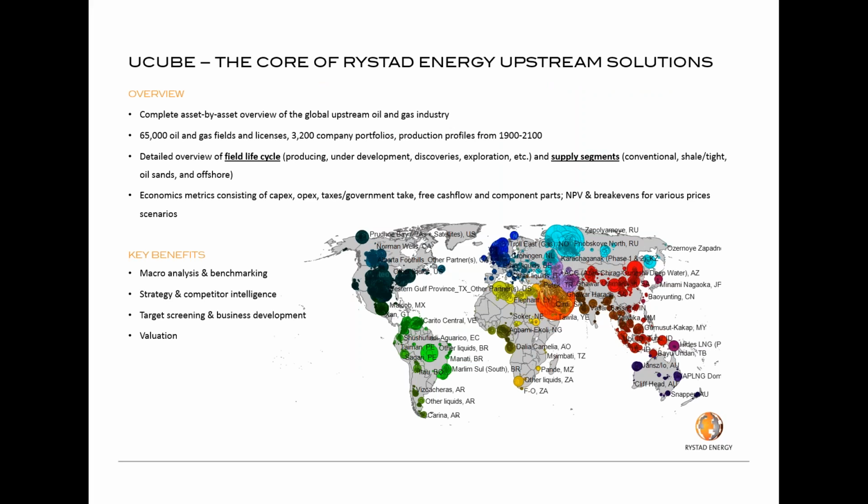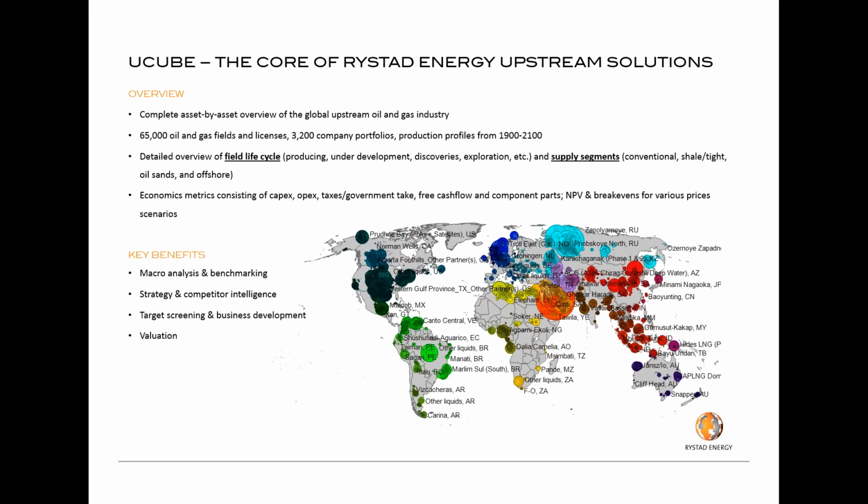So UCube is really at the core of much of what we do here at Rystad Energy. Just to give you a quick outline, UCube offers a complete overview of the global oil and gas industry on an asset-by-asset basis. So as part of this, we have over 65,000 unique oil and gas fields and licenses, as well as over 3,000 company portfolios. Historically, our production and economic profiles extend back to 1900, and forward-looking, they extend up to 2100.